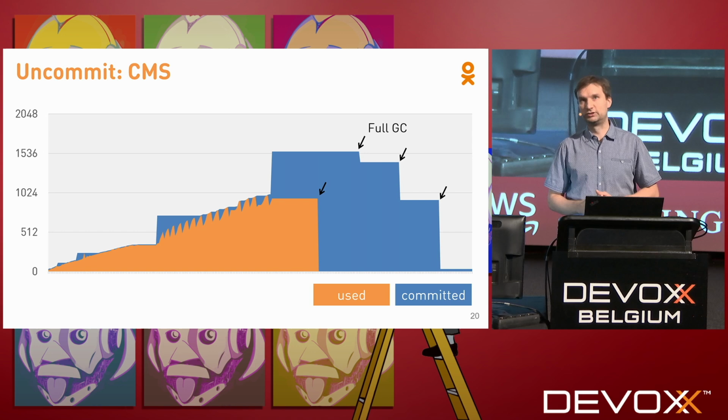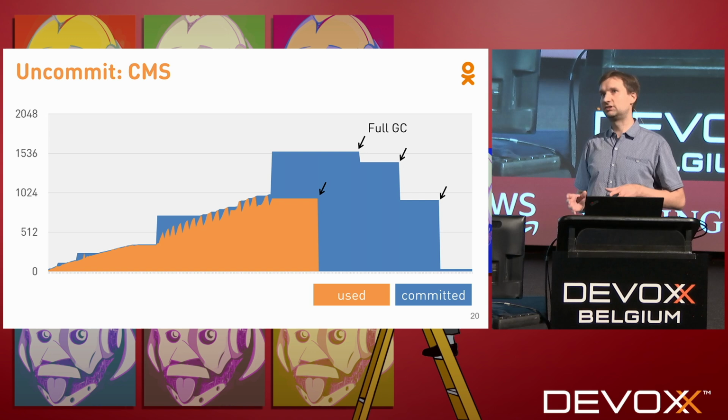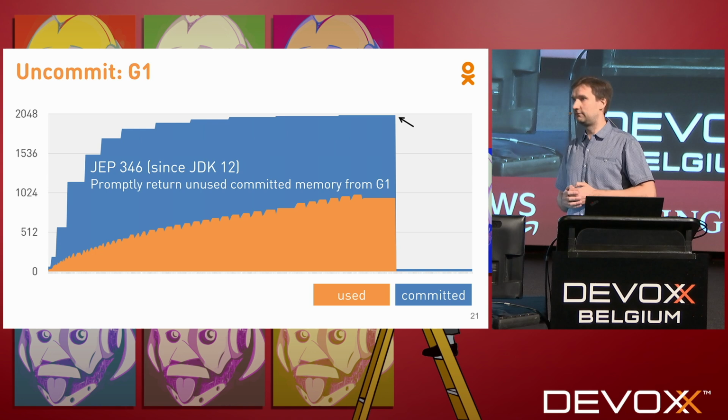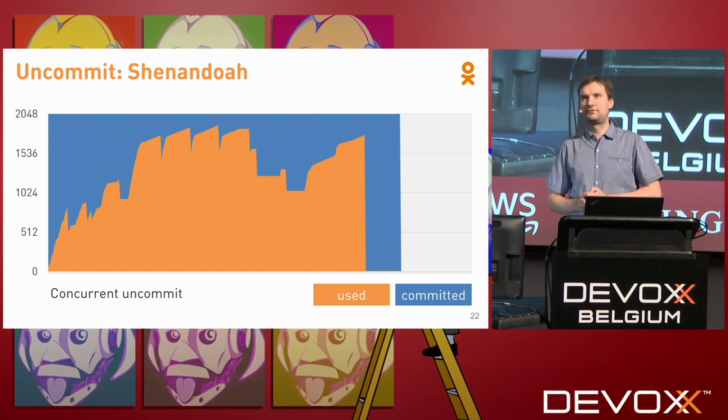CMS was able to uncommit memory, but only in a few steps after calling System.gc. G1 was very aggressive in committing heap, but it could instantly release all of it after a full GC. And the new feature since JDK 12 allows G1 to uncommit memory not only after a full GC, but after a regular concurrent cycle as well. But before JDK 12, the only garbage collector that was able to uncommit heap memory at a concurrent GC cycle was Shenandoah. I mean, with no full GC at all.